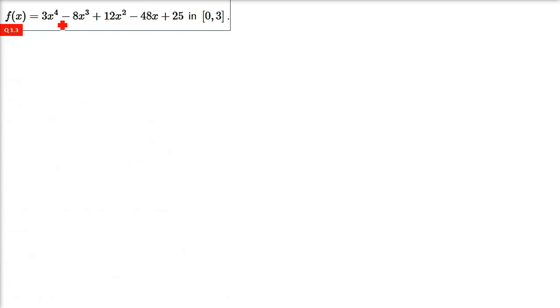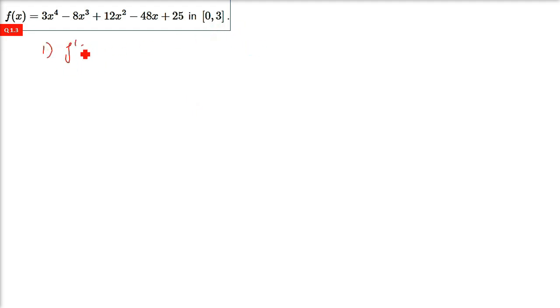Next one is this one. This is the expression, and we have to find the absolute maximum and minimum at the critical points 0 and 3. Now we have to check whether we have more absolute minimum or maximum points to be checked or not. That is the critical point. So what do we do here? We have to differentiate this.